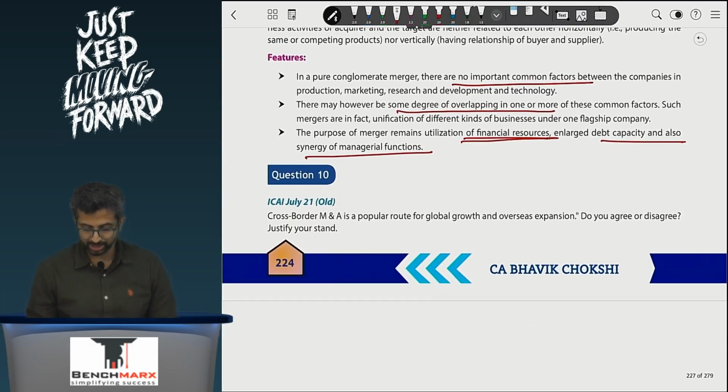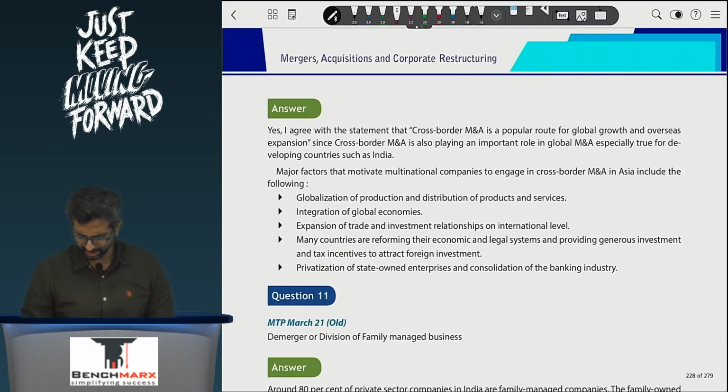Cross-border M&A is a popular route for global growth. Do you agree or disagree? Well, generally yes. Cross-border M&A, Tata has grown by doing so many cross-border M&As. Jaguar, Corus, Tetley, all of these are acquired overseas. That is a way of growing. Globalization, integration of global economies, expansion of trade, tax incentives are there. So there are various reasons why cross-border M&A will help you grow faster.